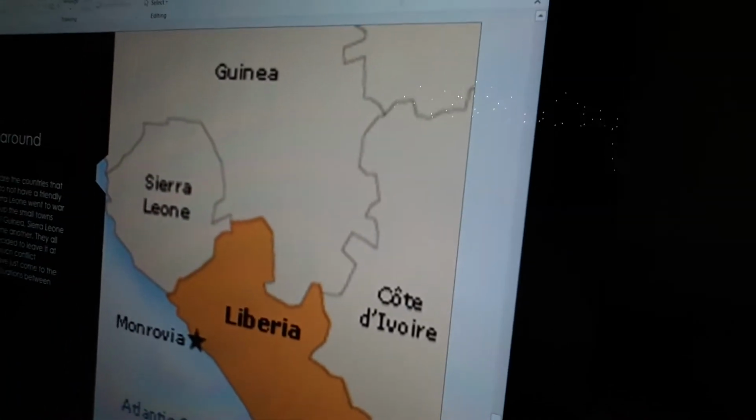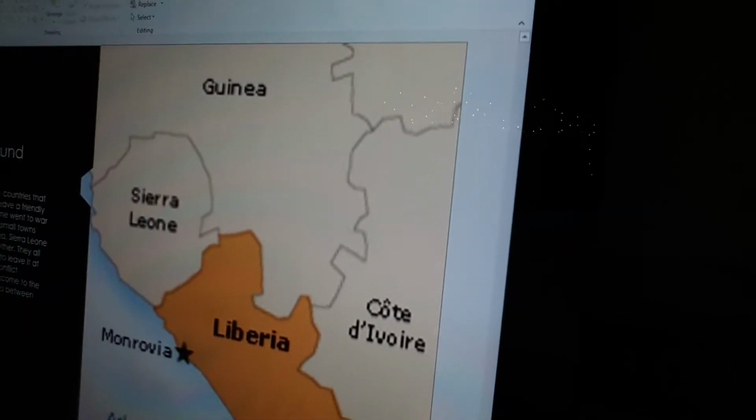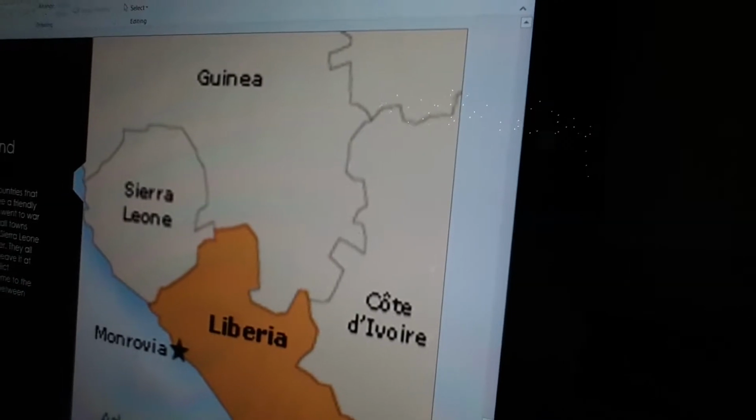So Liberia has 3 countries that border it: Sierra Leone, and these other 2 countries, I do not think I'm saying the names of them correctly, so yeah. Sierra Leone is one of the countries that border Liberia. Guinea, and I know I'm not saying this last one right. Cote d'Ivoire, I don't know. I'll show you the picture. So this is Liberia, Guinea, I don't know, and Cote d'Ivoire.